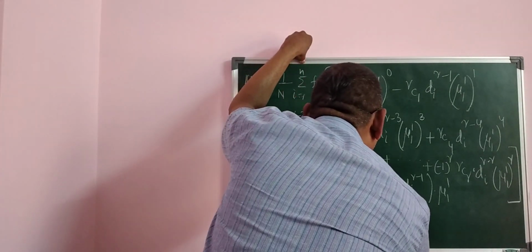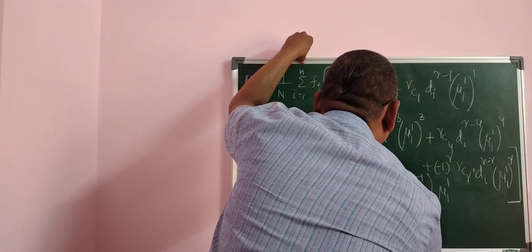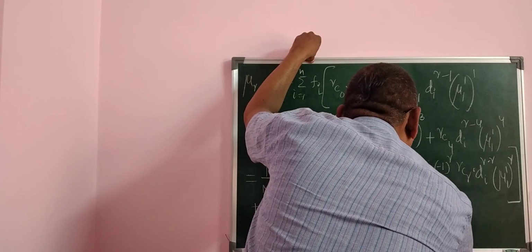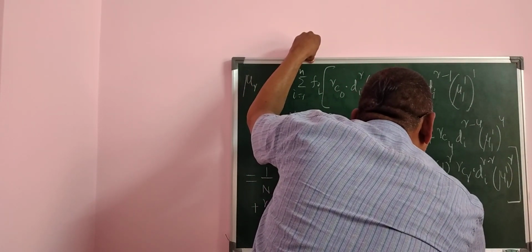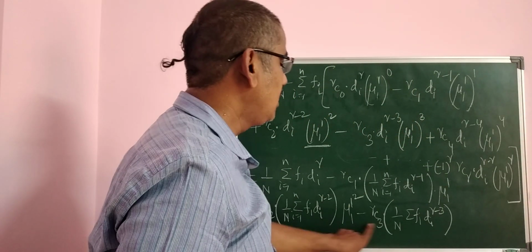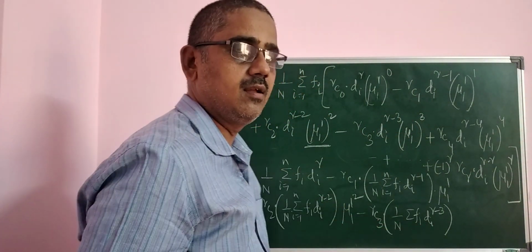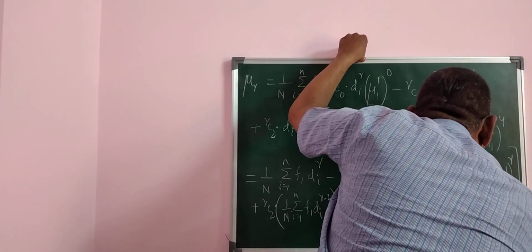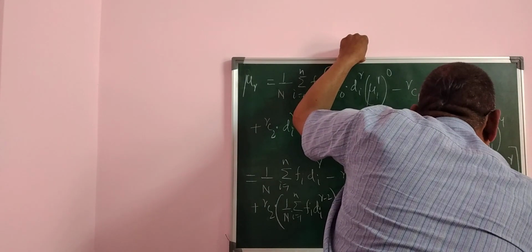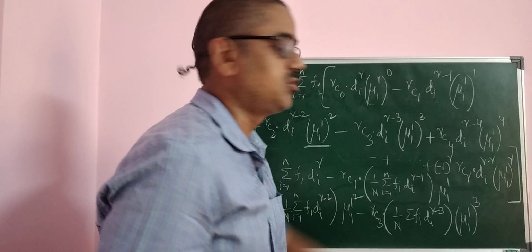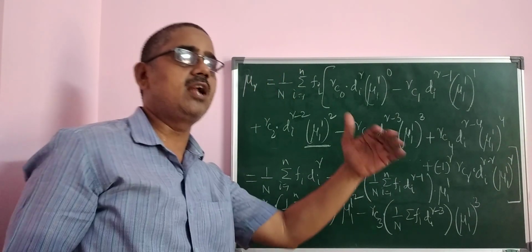Plus I write one more term, minus rC3 multiplied by 1 by capital N summation f_i into d_i power r minus 3. It is very simple to understand. rC3 d_i power r minus 3. Okay, and mu1 dash whole cube. So that is what, now mu1 dash whole cube. This is mu1 dash square, mu1 dash whole cube. And then, and so on and so on.